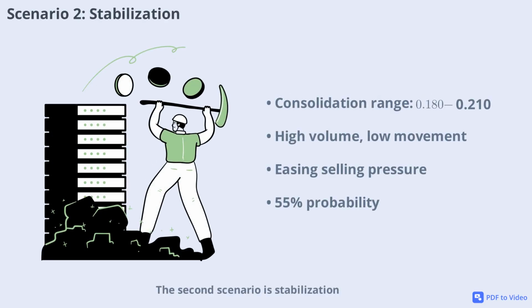Second scenario is stabilization, where NVVE consolidates between 0.18 and 0.21, with high volume but limited price movement. This outcome is supported by a neutral MACD histogram and easing distribution, as indicated by improving ADOC. The probability of this scenario is the highest at 55%. In this case, the stock may trade sideways for several sessions, allowing for potential accumulation and reduced volatility.